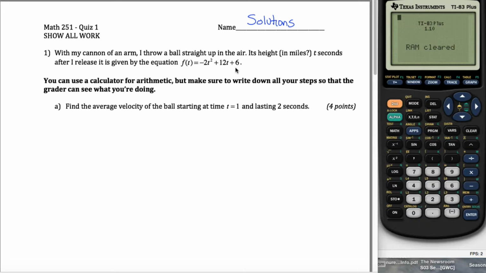Alright, here are our solutions for the first quiz for Math 251. Essentially, I'm throwing a ball up in the air, and its position is given by this function, and you want to figure out its speed. So to figure out the average speed, or average velocity, we want to find the slope of the secant line.